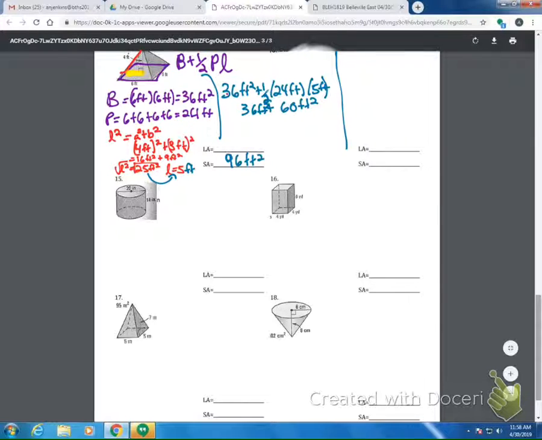And which part of that's your lateral area? 60. Exactly right. Nice job. 60 feet squared. So again, remember, she got that lateral area from the second portion, and that's where that came from.